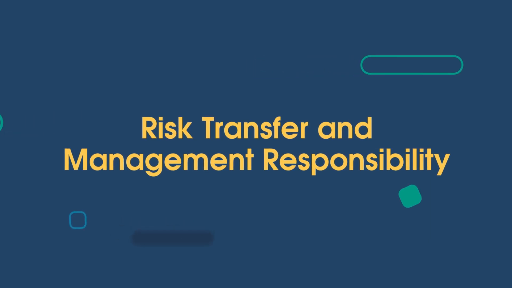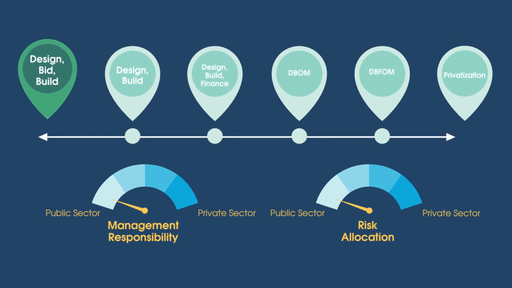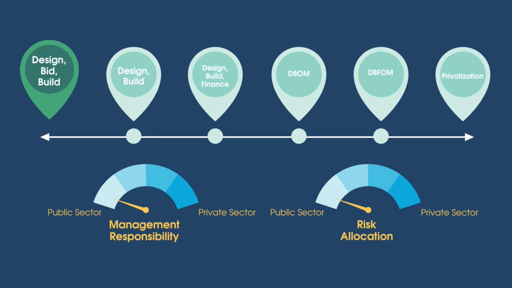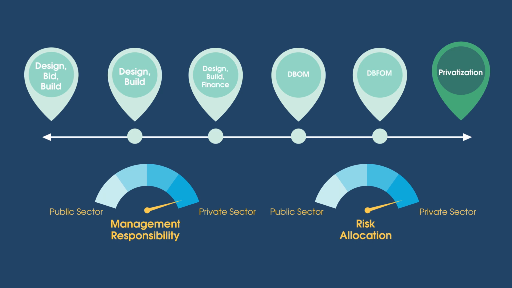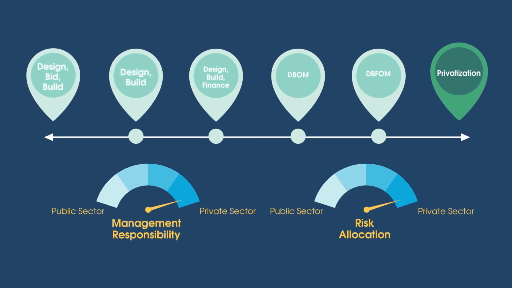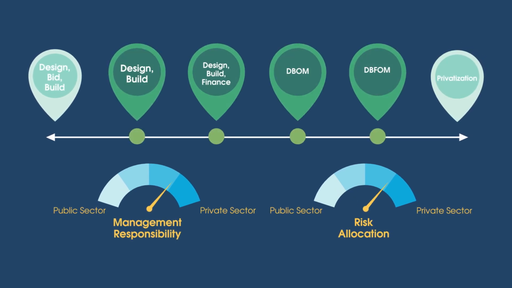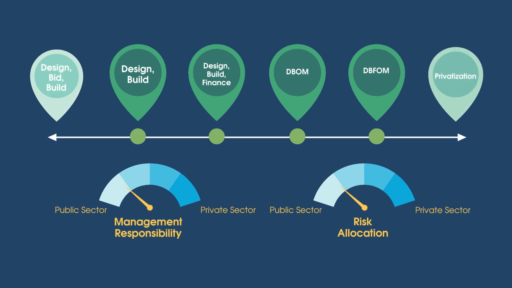public and private parties. On the far left of this chart, in a design, bid, build contract, the risk and management responsibility are entirely allocated to the government, while on the far right, in a privatization, risk is entirely allocated to the private party. A PPP falls in between a pure government financing and a pure privatization.